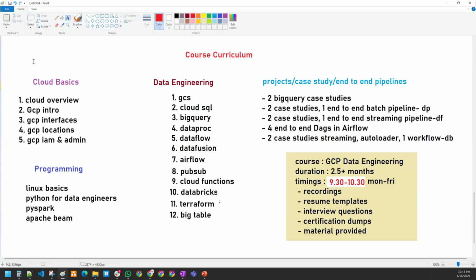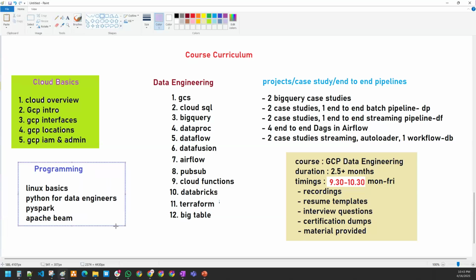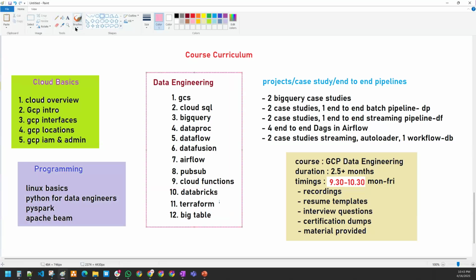Okay. Just look here, guys: the cloud basics, the very first topic that we are covering. Then the programming concepts: Linux, Python, PySpark, and Apache Beam. Then we're covering the data engineering services, guys: GCS, Cloud SQL, BigQuery, Dataproc, Dataflow, Data Fusion, Airflow, Pub/Sub, Cloud Functions, Databricks, Terraform, Bigtable, everything.